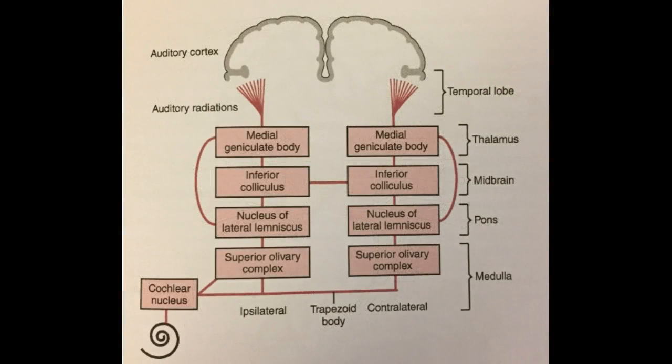So after the electrical impulses are transmitted along the auditory nerve to the brain, they end up here at the cochlear nucleus, where they make their way up through the different parts of the brain: the medulla, the pons, the midbrain, the thalamus, the temporal lobe, the auditory cortex. So different parts of the brain process sound in different ways.